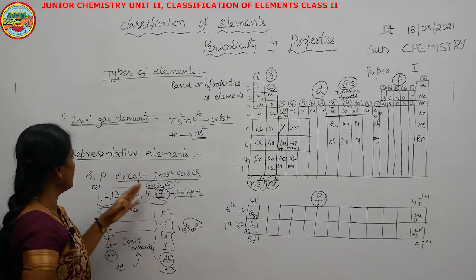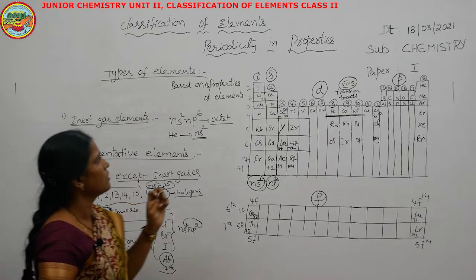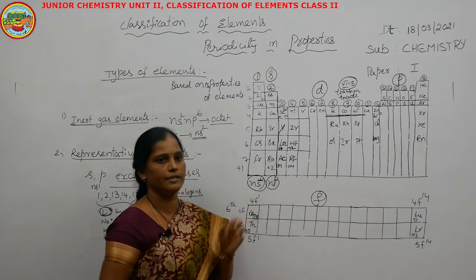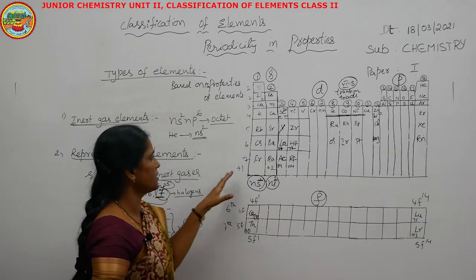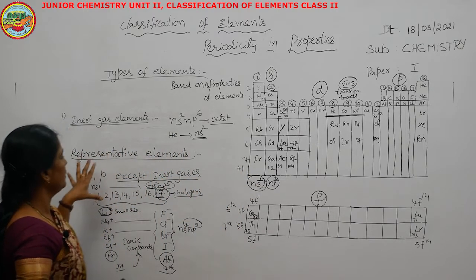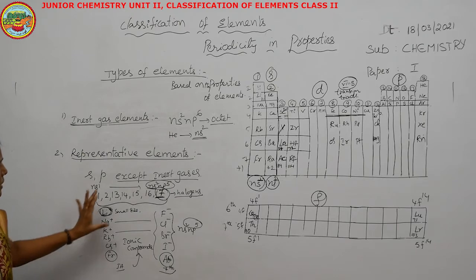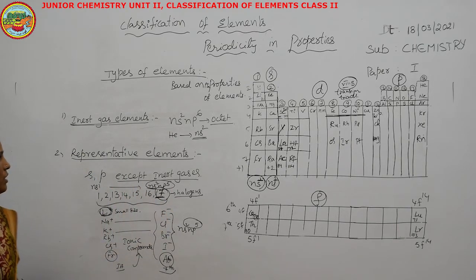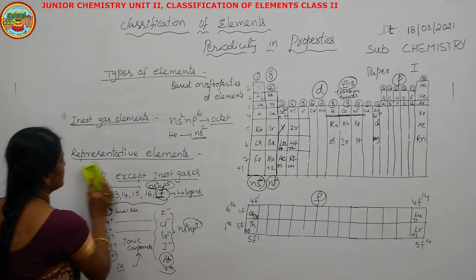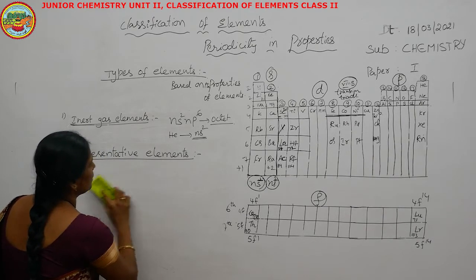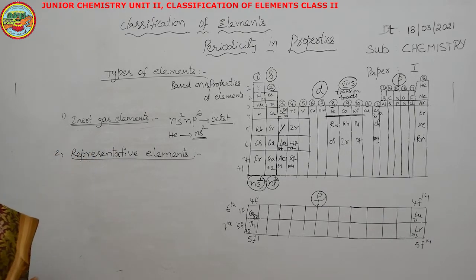So these are representative elements, meaning all s block and p block elements except inert gas elements are called representative or normal elements. Then these first group and seventh group are more electropositive, and these are more electronegative elements. These are called representative elements, in which the outermost shell is incomplete.